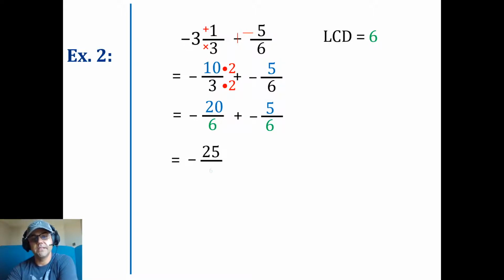25 over 6. Now, if I need to, I can go ahead and do my division, but I think a bunch of you might just know this in your head. Let's change it to the 7th grade answer. How many times does 6 go into 25? Well, 6 times 4 is 24. Really close, right? So we've got negative 4 and 1 over 6.